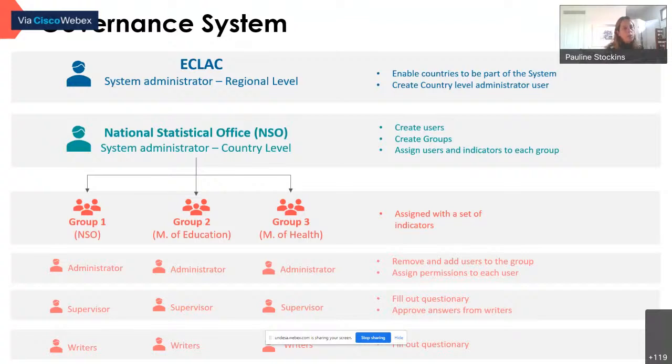For their part, the national statistical offices will be central administrators within the countries who will be able to create groups. For example, a group could be a ministry, and they will be able to assign indicators to that group. Within each group, there will be roles of administrators, supervisors, and writers. So everything will be able to be filled in online and in a decentralized way.